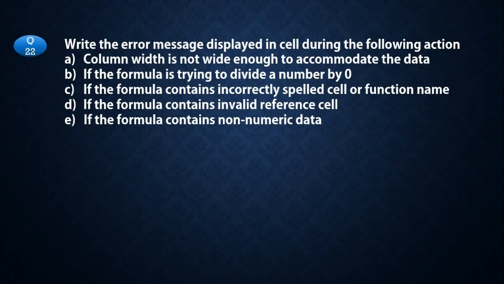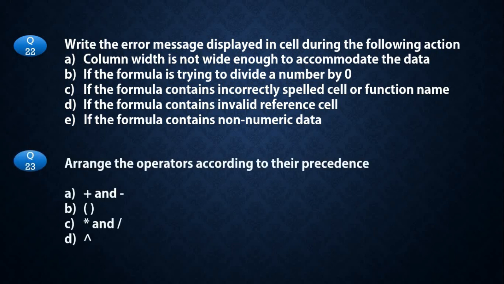So next question, write the error message displayed in the cell during the following action. Column width is not wide enough to accommodate the data. If the formula is trying to divide a number by 0. If the formula contains an incorrectly spelled cell or function name. If the formula contains an invalid reference cell. And if the formula contains non-numeric data. The next question, arrange the operators according to their precedence: plus and minus, parenthesis, asterisk and division operator, exponential operator.